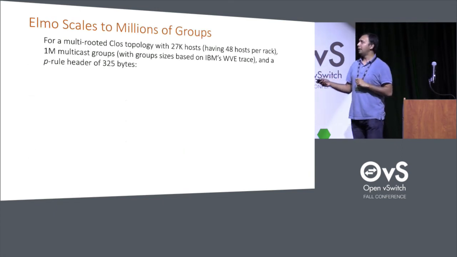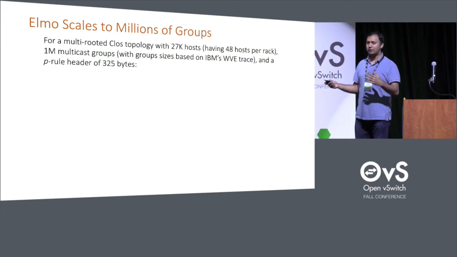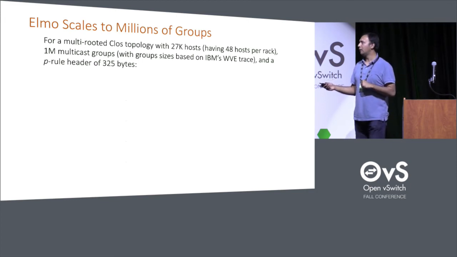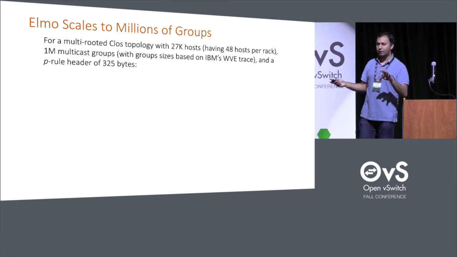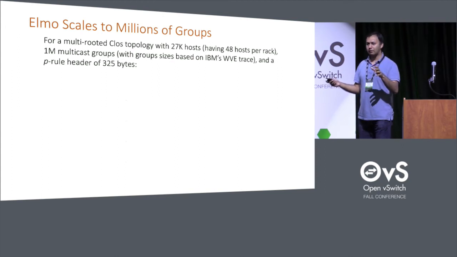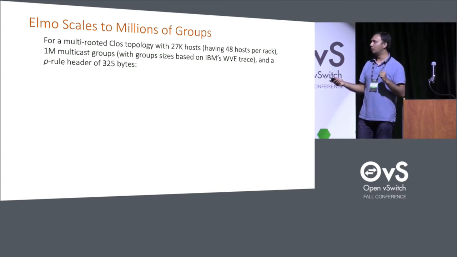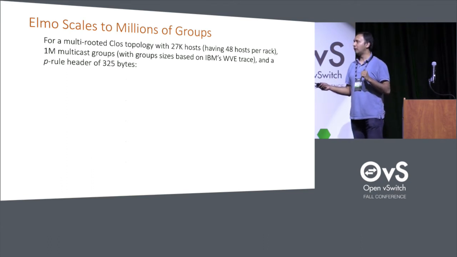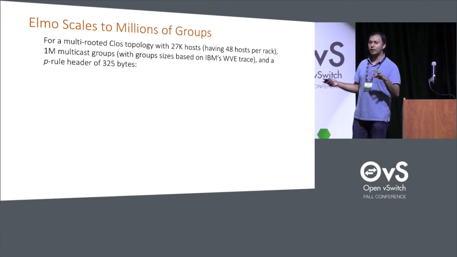For the scalability test, we implemented a typical Clos topology having 27,000 hosts, with each rack having 48 hosts in it. We used 1 million groups, and we used a trace from the IBM WebSphere Virtual Enterprise application to find out what the typical group sizes are that we need to use. And we used a packet header size of 325 bytes, which means we can encode around 30 bitmaps in a header.